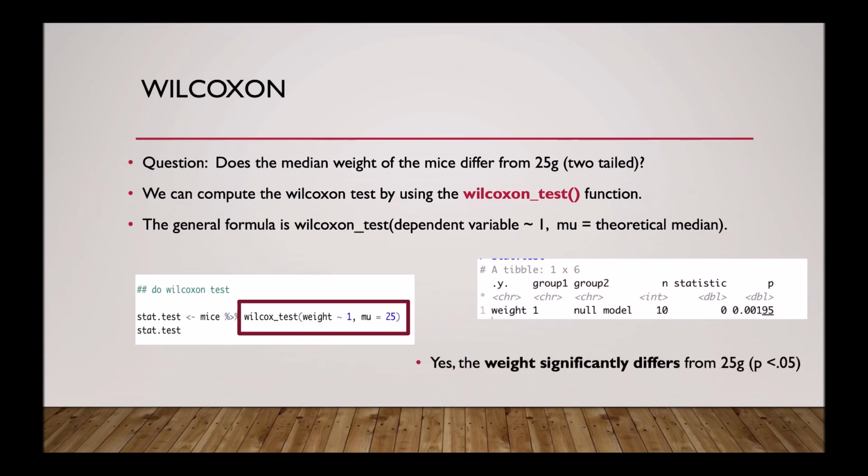As you can see, the median weight significantly differs from 25, and this is indicated by our p-value, which is less than 0.05, but please check if your supervisor uses a different cutoff point.